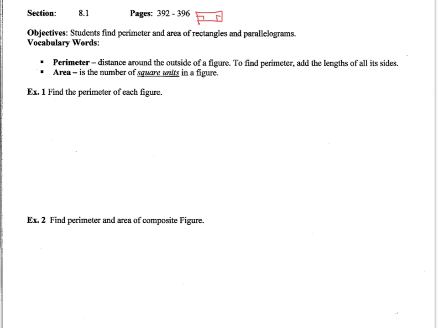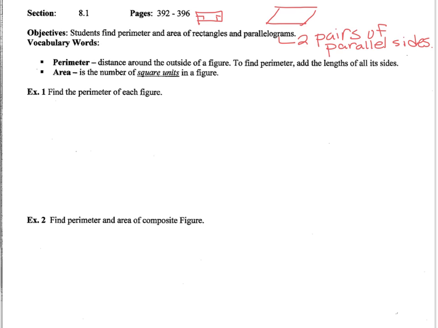A parallelogram has two sets of parallel sides, two pairs of parallel sides. So that's the definition of a parallelogram, and you've seen rectangles for years now, hopefully. So we're going to find the perimeter and area of both of those.